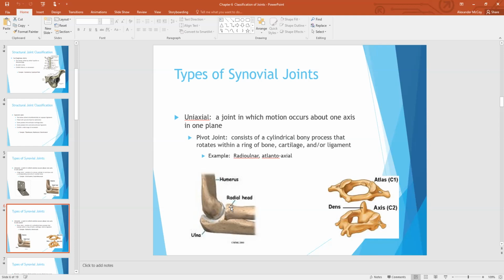And if you remember me talking about C1, C2 vertebra in the head and neck, remember how I talked about how the dens on C2, the axis, creates this unique structure where C1 can rotate around the dens of C2? That is what a pivot joint is. It's pivoting around a structure or being able to pivot around a structure.